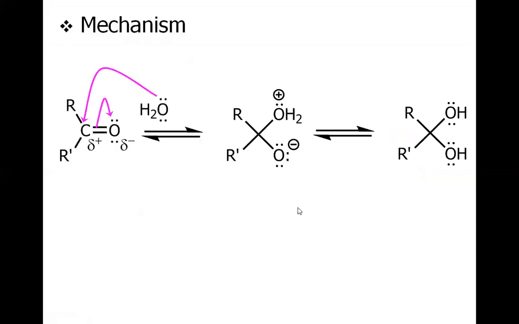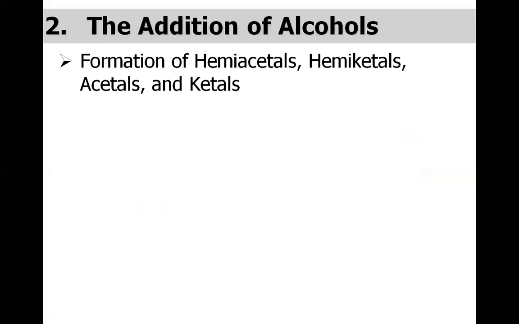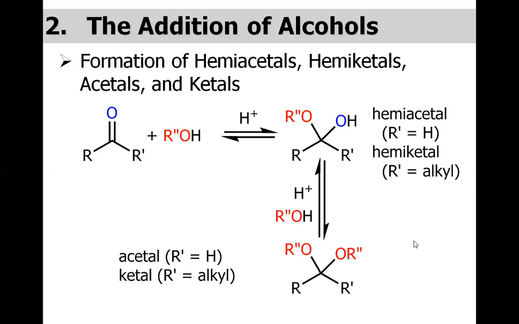Now let us discuss the second reaction, which is the addition of alcohol. When alcohol is added to the aldehyde or ketone, we have the formation of hemiacetals, hemiketals, acetals or ketals. Here, this is the general reaction. We have this aldehyde or ketone. If R prime is H, it is aldehyde. If R prime is a carbon chain, it is ketone.